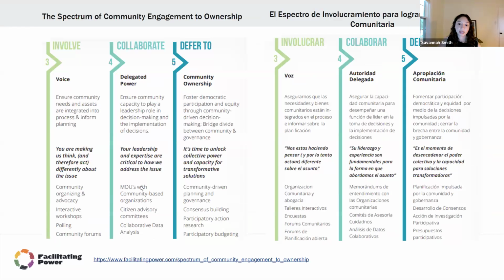Community-based organizations play a critical role in cultivating community capacity to participate in and lead decision-making processes that meet community needs and maximize community strengths. Developmental stages allow us to recognize where we are at and set goals for where we can go together through conscious and collective practice, which is key to transforming systems. You can find this model and more information at facilitatingpower.com. And this resource is available in English and Spanish.